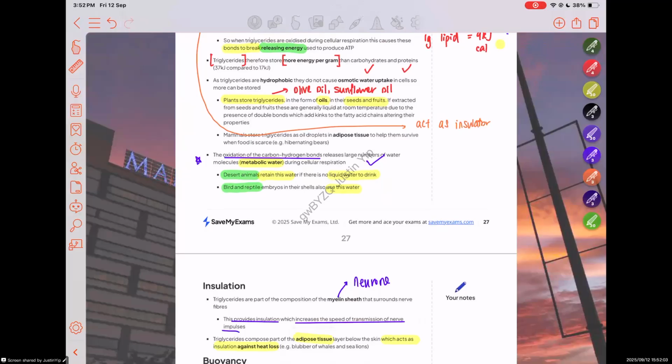So they act as insulation to help you retain heat during cold weather. For example, on rainy days, you won't feel so cold. They will help you to insulate.